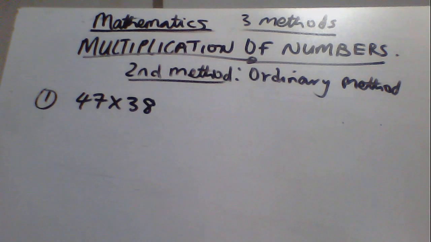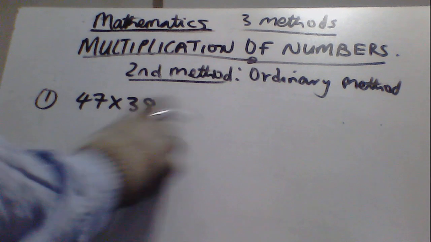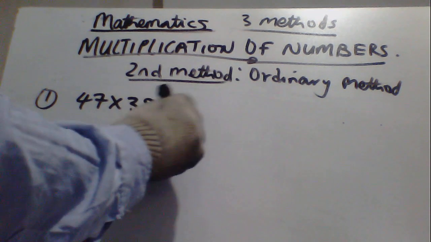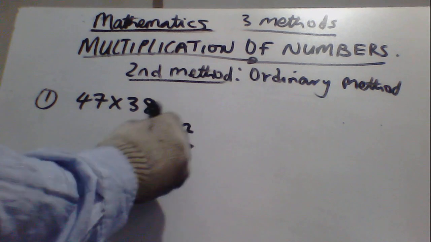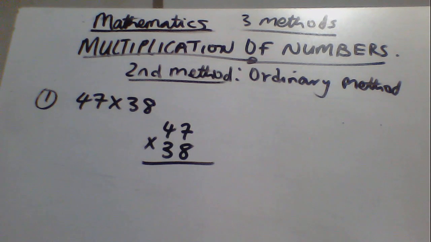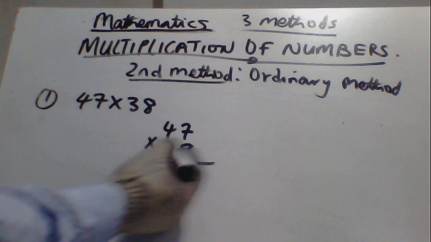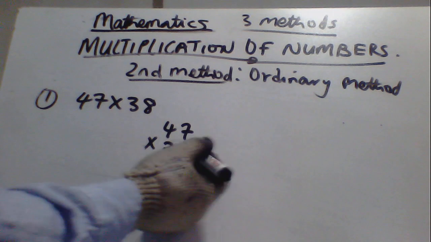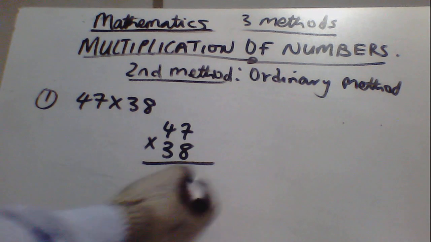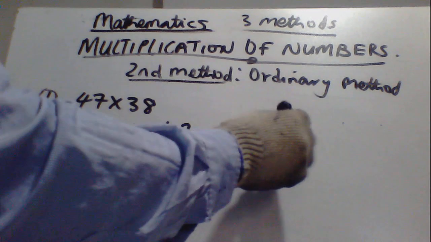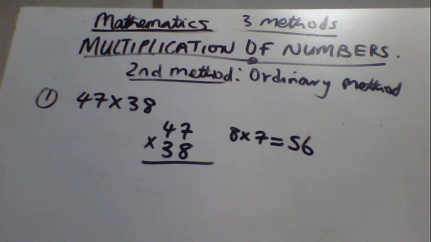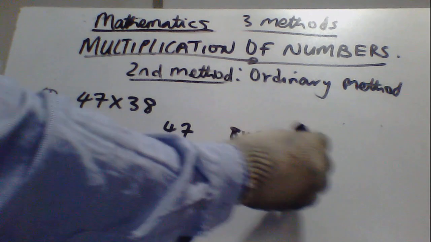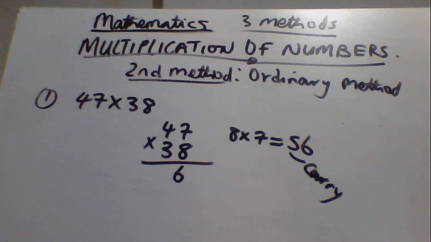If you haven't learned this method, the first thing you have to do is to write the work in column or vertical form. So 47, 38. You do the multiplication, you draw a line, starting from the back here. This is the multiplicator or multiplier. It is multiplying this number. So 8 times 7 is equal to 56. You write 6 and carry 5 to the next digit.